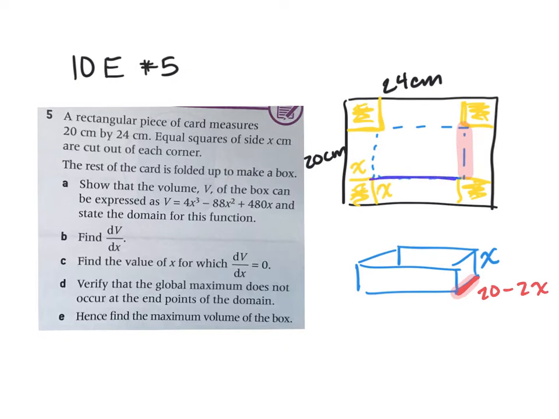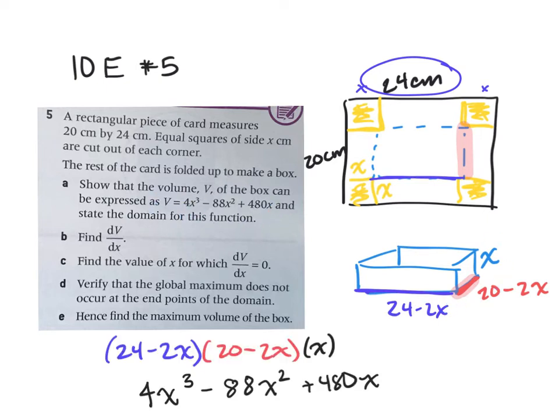This distance right here is going to match up with this distance right here, and that is going to be my 24 minus 2x. So 24 minus 2x. Okay, volume is just length, width times height. So what we're going to do to show this function right here is multiply these. Multiply, multiply, multiply, distribute, and you're going to get this. So that's part A. Find the derivative.